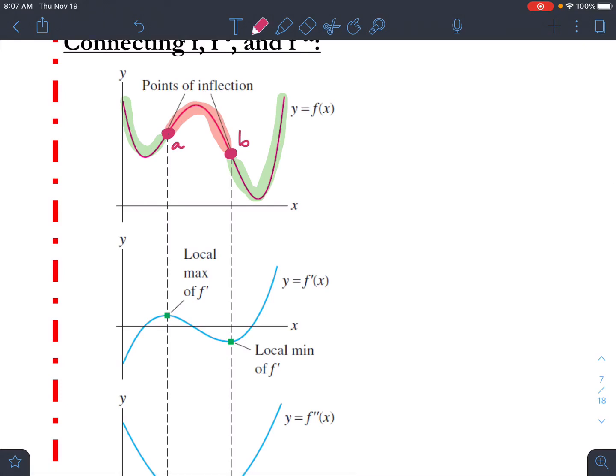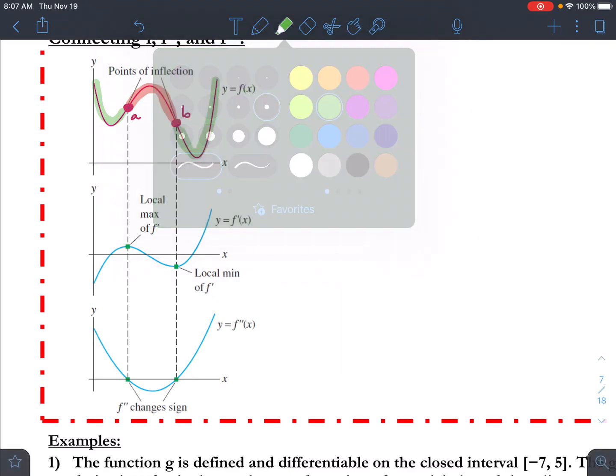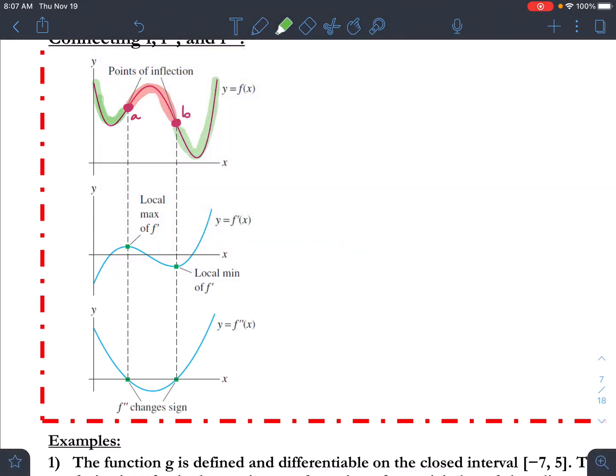Well, what does that look like on, let's go all the way to the f double prime graph. When we're concave up, what do we know? That means f double prime is positive, so it's above the x-axis, and when f double prime is negative, or concave down, I'm below the x-axis. Notice that those points of inflection are the x-intercepts because that's when f double prime is 0. So here's still A and B, and you can see those dashed lines connected through the whole graph.